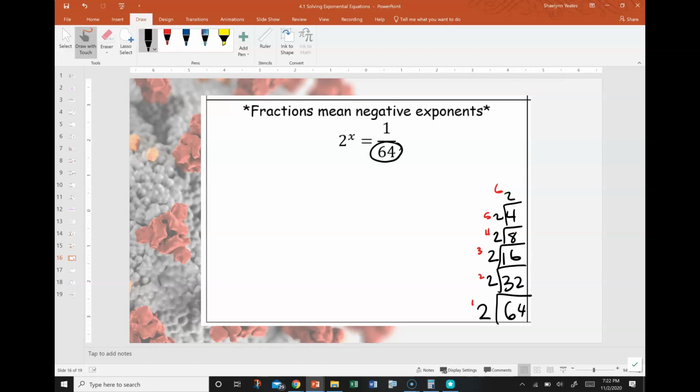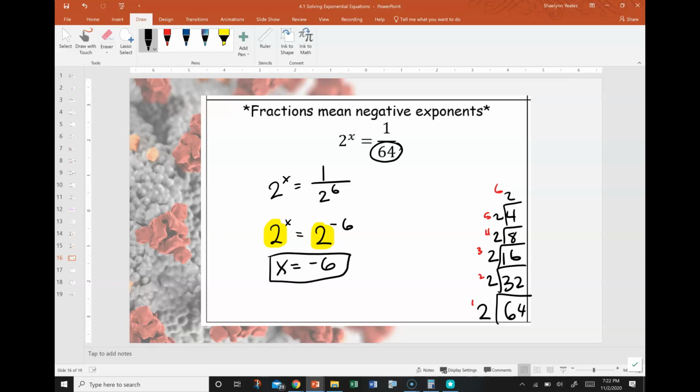So I can rewrite this as 2 to the x equals 1 over 2 to the 6th. Well, remember, when I have an exponent on the bottom, I can move it to the top by making it negative. So we have 2 to the negative 6. And now my bases match. I have 2 to the x equals 2 to the negative 6th. So now I can say that their exponents are equal. I can say that x equals negative 6. And I'm done.